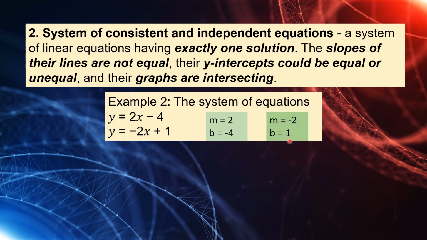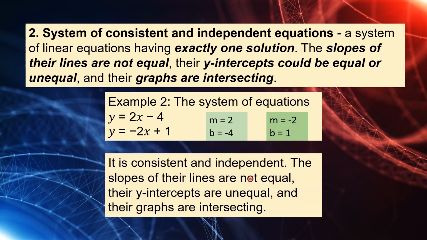So let's compare the slope and y-intercept. We have here positive 2 and negative 2. They are not equal. The slopes are not equal. And the y-intercepts are unequal. Thus, the system of equations is consistent and independent. Why? Because the slopes of their lines are not equal, their y-intercepts are unequal, and their graphs are intersecting.